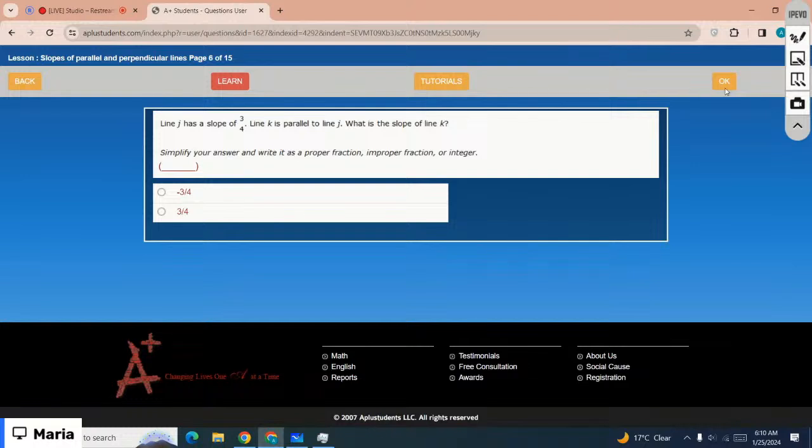Line J has a slope of 3 over 4. Line K is parallel to line J. What is the slope of line K? So, which is the correct option?